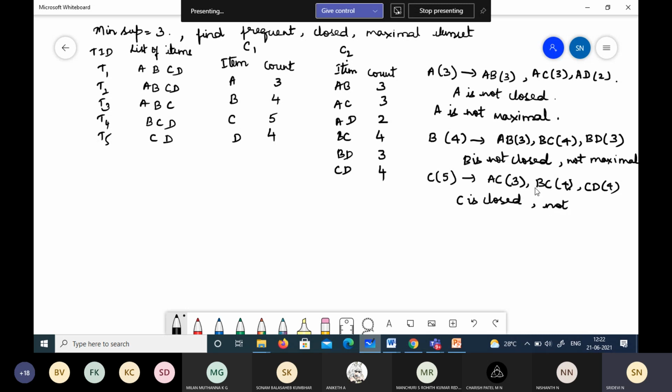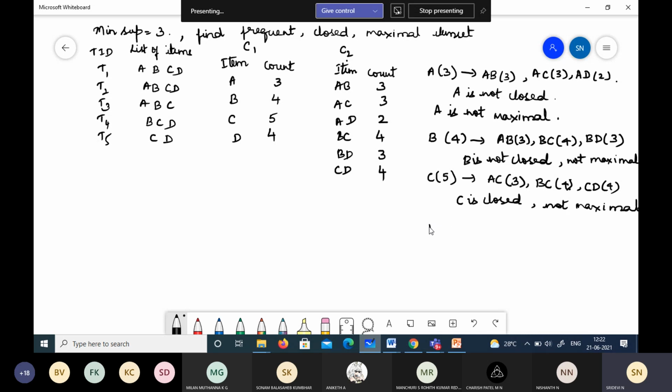You should not find any item with support count equal to the minimum support count given in the example. But here we have items with support count equal to 3, the minimum support count. So all of them will not satisfy, and we can say that it is not maximal. It's closed but not maximal.